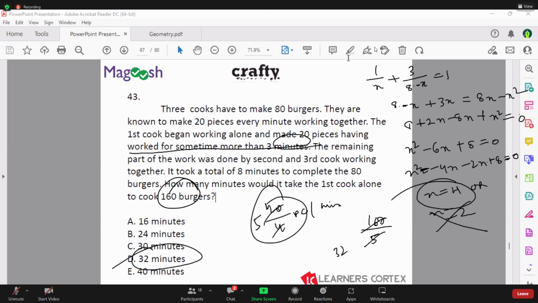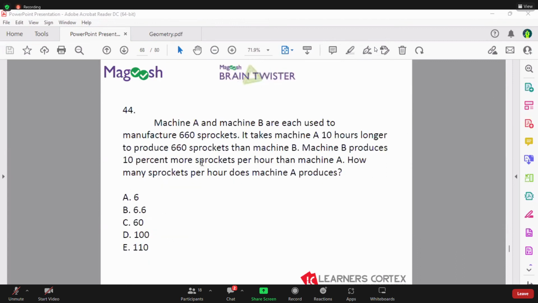Okay. Next, we have machine A and B used to manufacture 660 SP rockets. It takes machine A 10 hours longer to produce 660 rockets than machine B. Machine B produces 10% more SP rockets per hour than machine A. How many SP rockets per hour does machine A produce? Anyone who has solved the question? Anyone who can explain this?